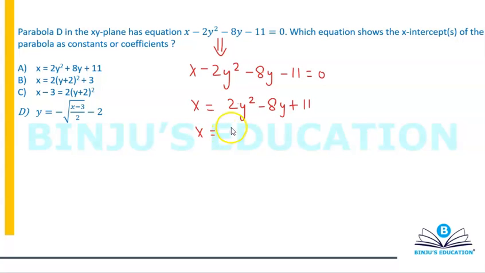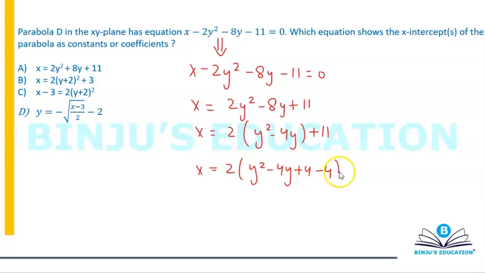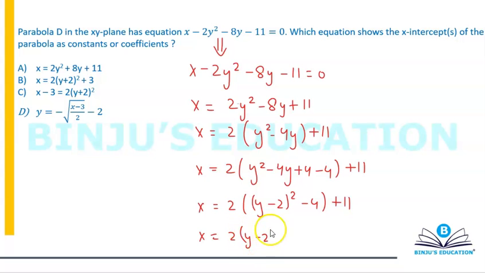So x is, you can take 2 common and this will become y square minus 4y, and I'm keeping 11 outside as of now. So I'm going to convert this y square minus 4y to a perfect square. So this will become y square minus 4y plus 4 minus 4 plus 11. So x is 2, y minus 2 square minus 4 plus 11. So x is equal to 2, y minus 2 whole square minus 8 plus 11. So x is simply twice of y minus 2 whole square plus 3.